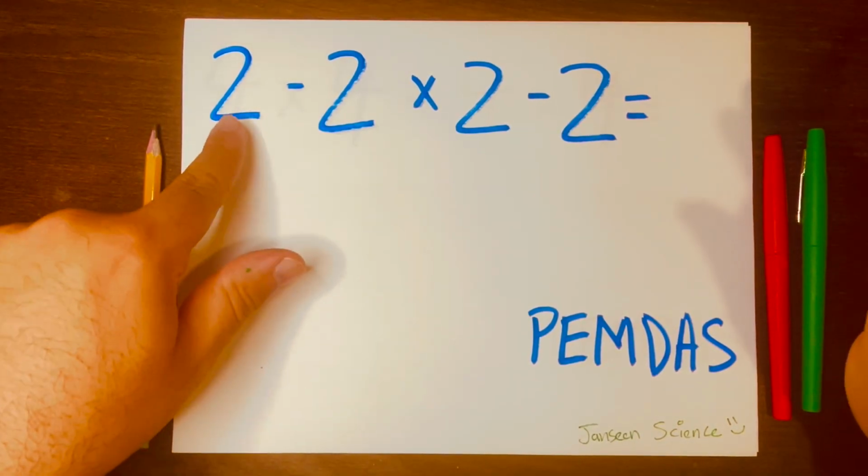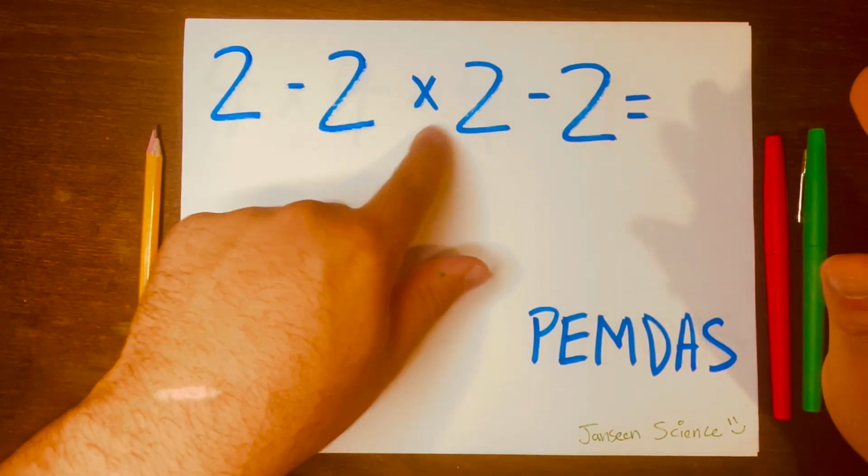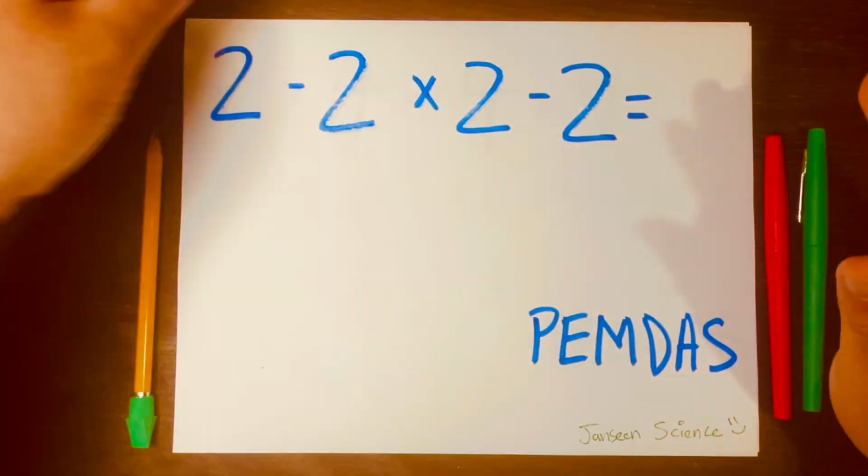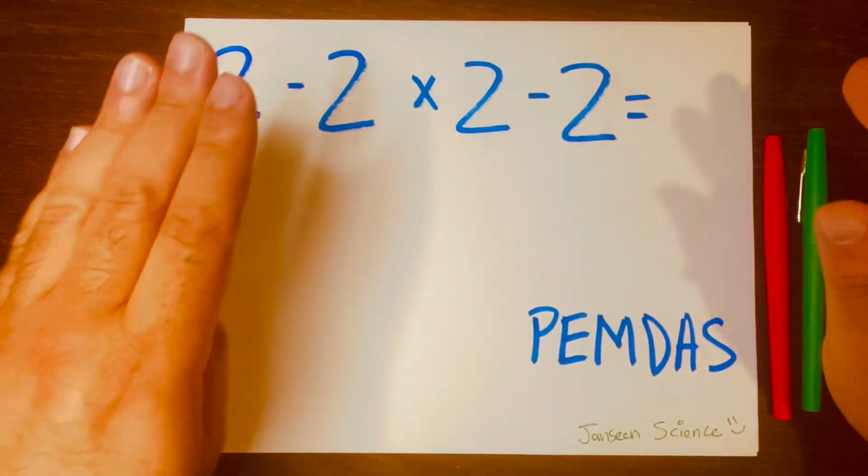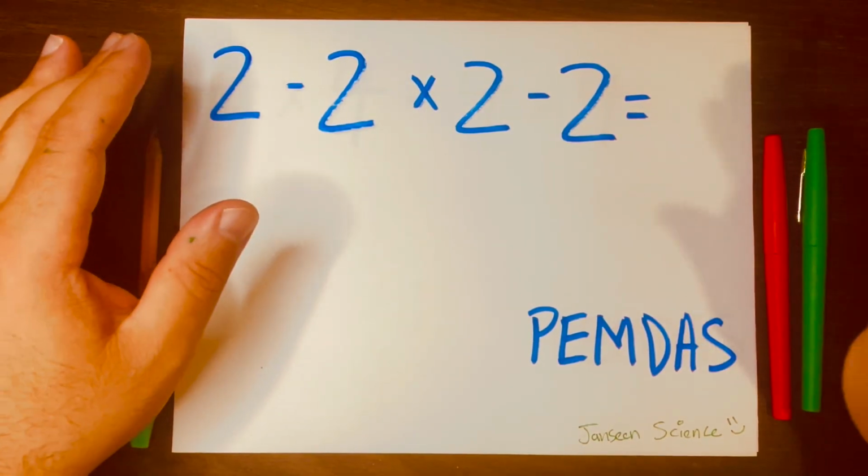The first problem you see is 2 minus 2 times 2 minus 2. And then when I flip the page over, we'll solve 4 times 4 minus 4 times 4.